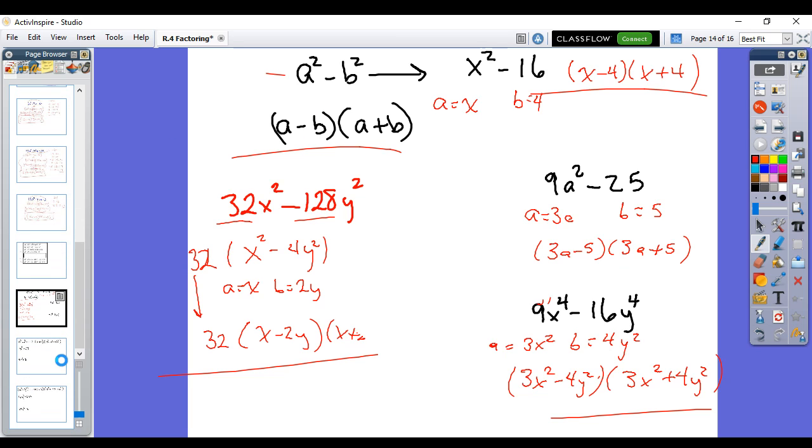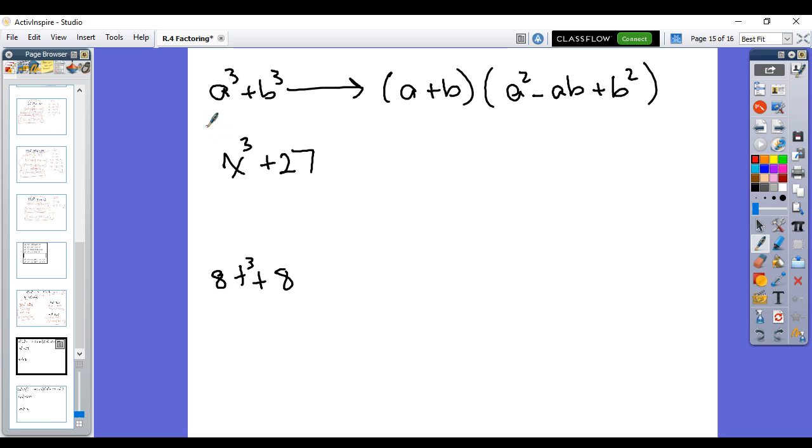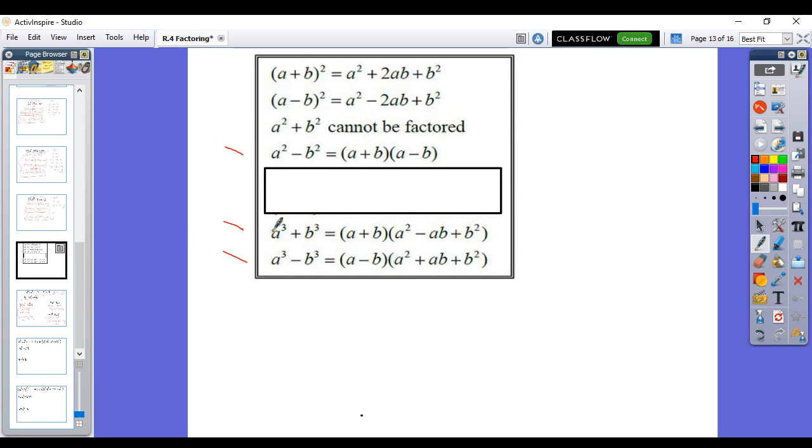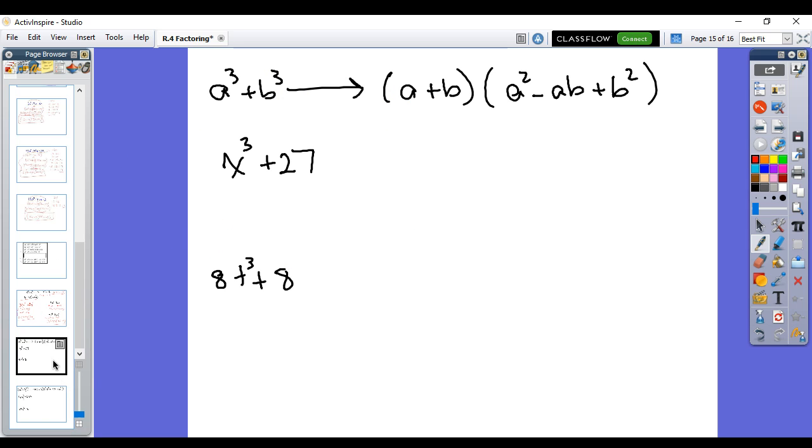Let's look at the trinomials. Ooh, the trinomials. So we got, as it says right here, a cubed plus b cubed. So the sum of cubes. The sum of cubes. A trinomial. Sorry about that. So we're looking for an a and a b just like before.